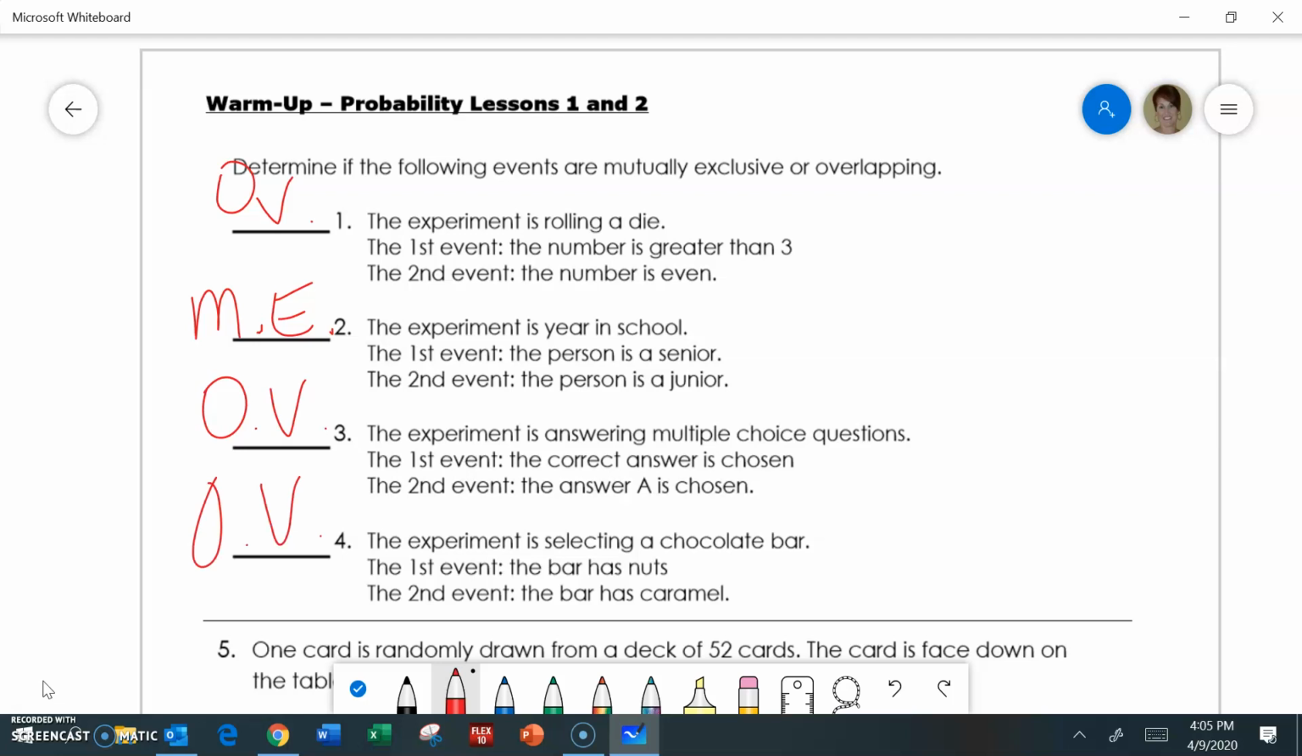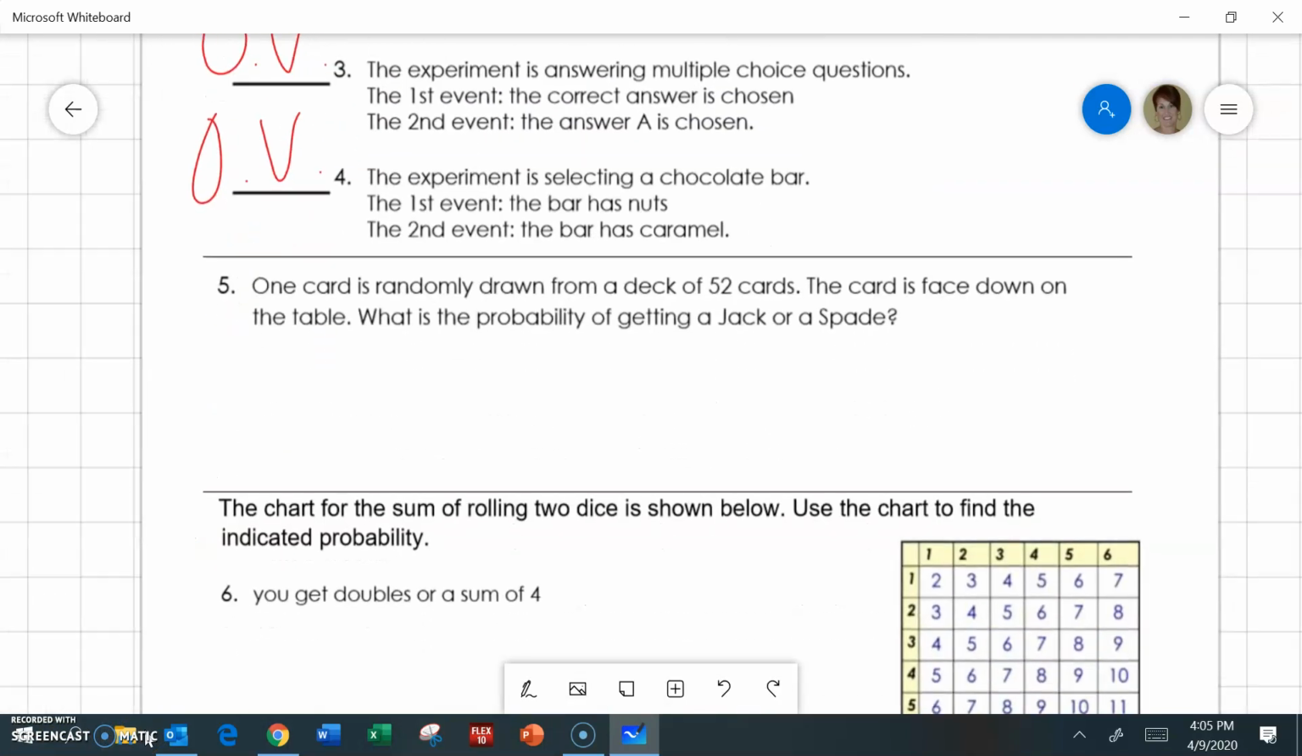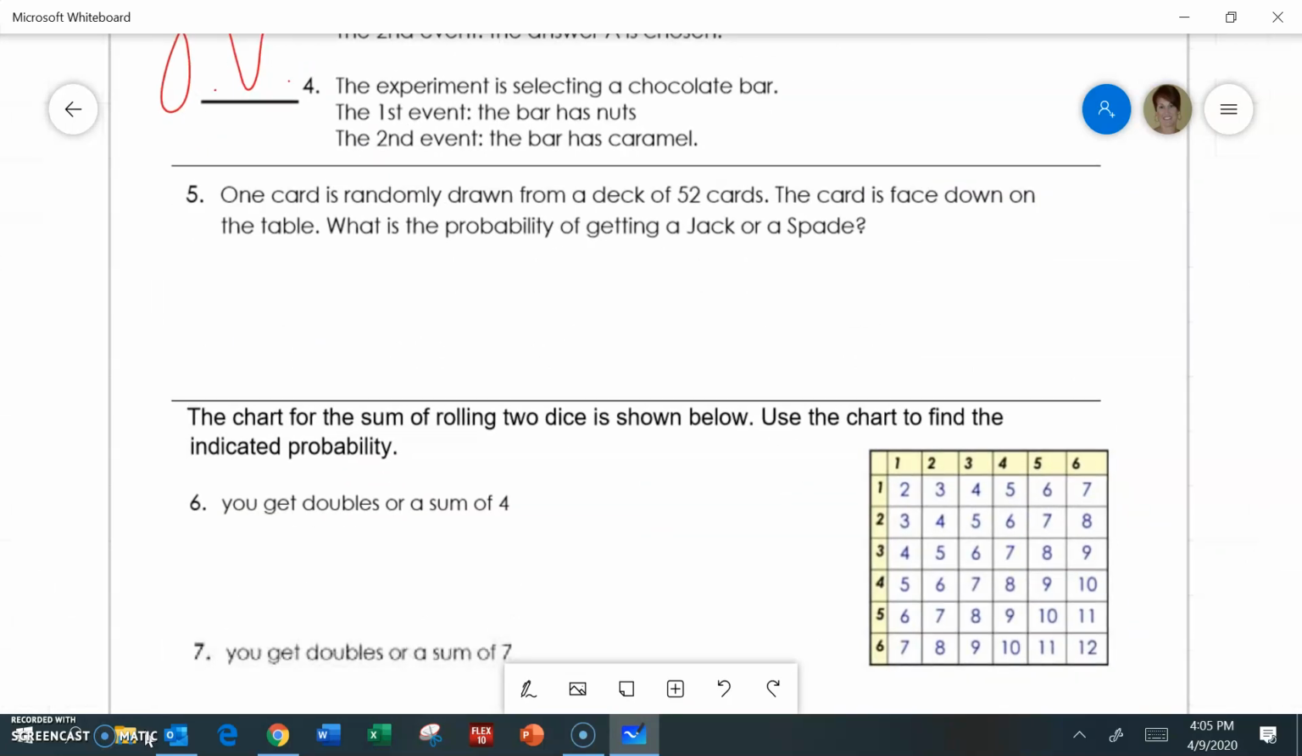Okay. So I hope this warm up gives you a chance, as you continue on through the next set of questions that I'll check with you, to help you understand the differences. Okay. All right. Number five.